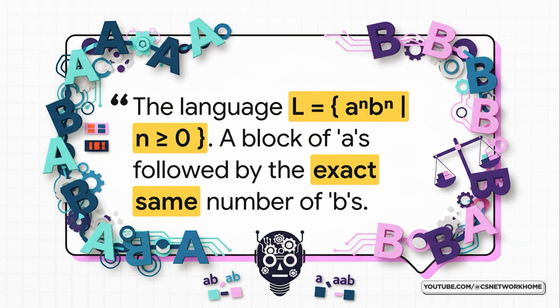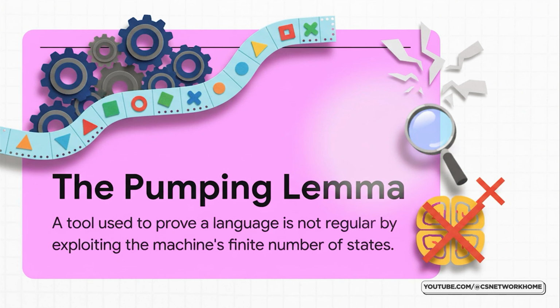So let's look at a pattern that's specifically designed to break it, the language of A^n B^n. In plain English, this just means any string that has a bunch of A's followed by the exact same number of B's. So AB is good, AABB is good, AAABBB is good, but AAB is out. To recognize this, a machine has to count the A's, remember that count, and then make sure the count of B's matches perfectly. But how do we actually prove it can't do this?